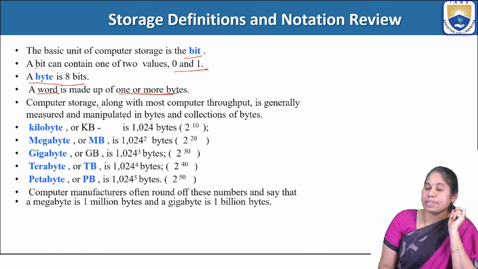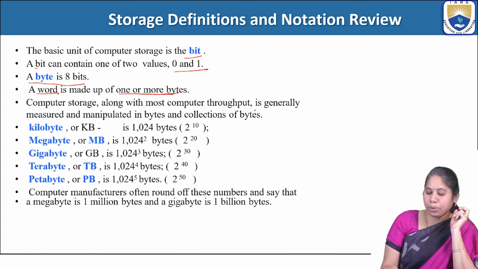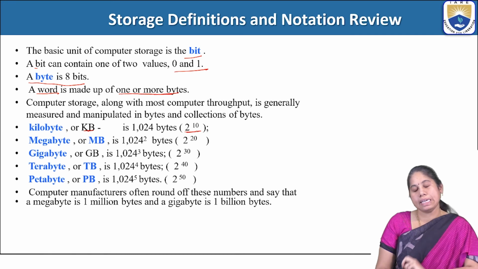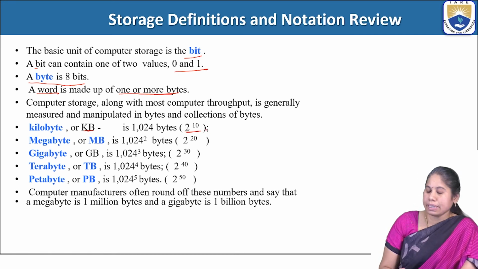Computer storage, along with most computer throughput, is generally measured and manipulated in bytes and collections of bytes. A kilobyte, KB, is 2 power 10, which is 1024 bytes. Usually we term it as 2 power 10. One kilobyte is 1024 bytes.